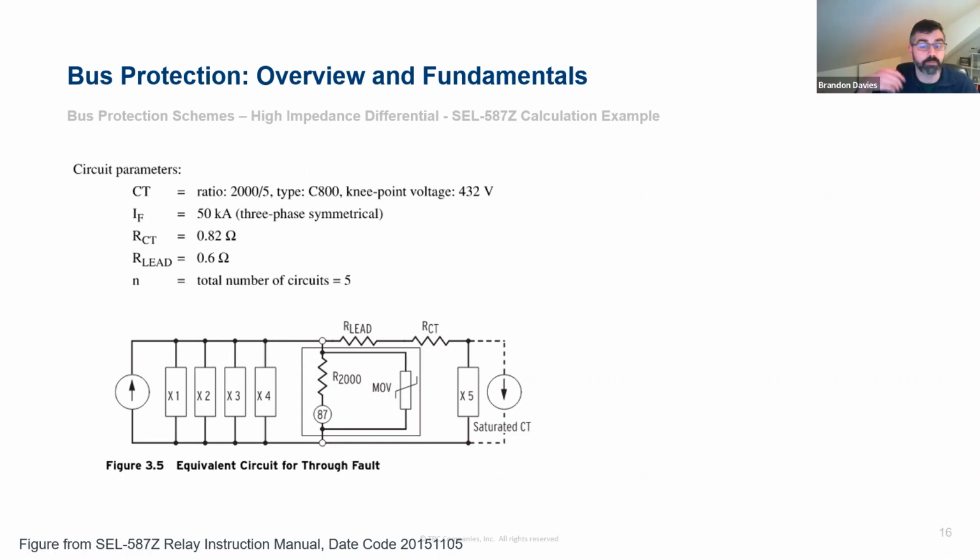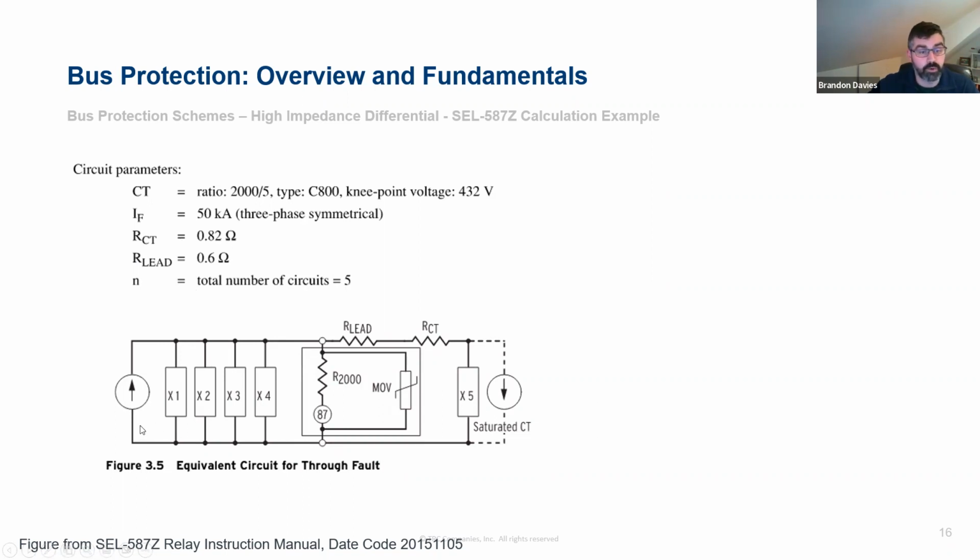And typically for a high impedance scheme, they might have a junction box out in the middle of the substation yard where they bring all the CT cables in, sum them together, and then have a single cable with a differential current on it going into the control house to wire to the relay. And we've got 5 circuits connected to this.